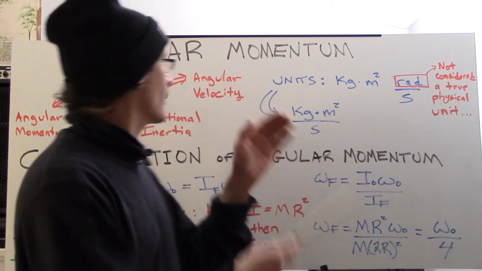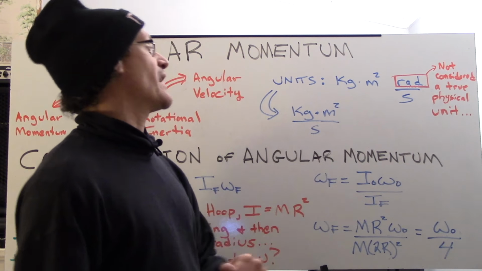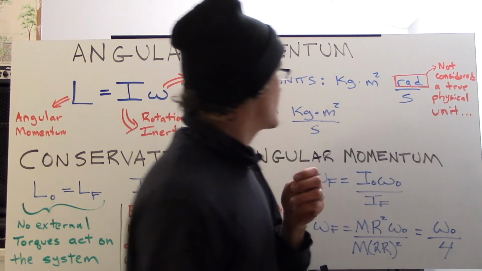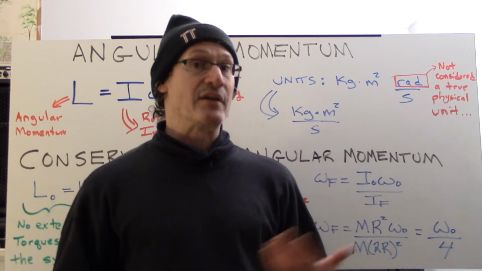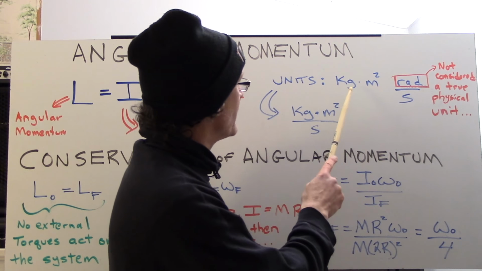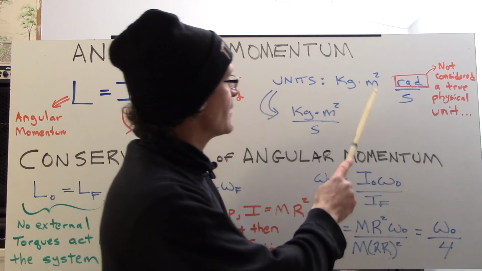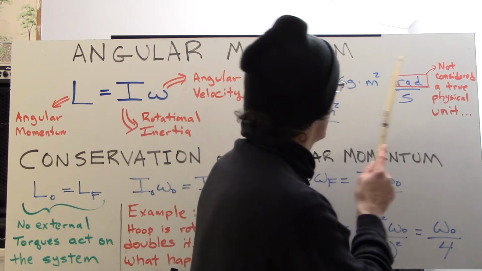Okay, so let's take a look here. The units are kilogram meters squared over seconds. Where does that come from? Well, it comes from I, for example, being mr squared, or some variant of that perhaps. So that means we've got kilograms and radius squared, that's where the meters squared come from. And we've got, with omega, radians per second.